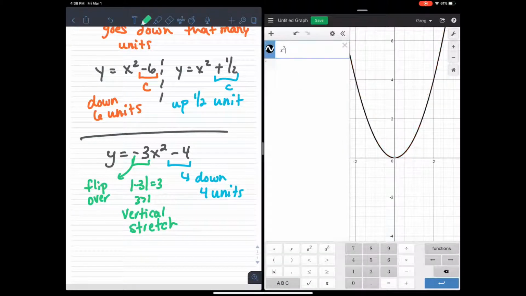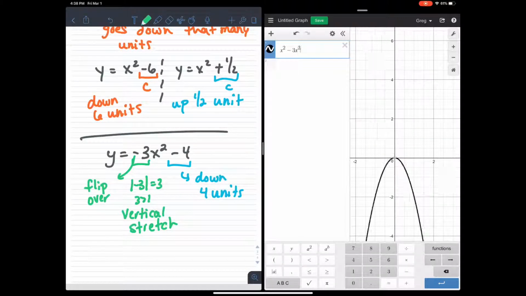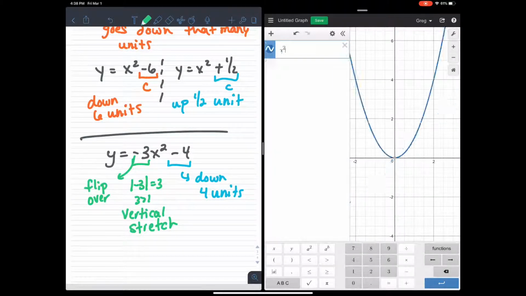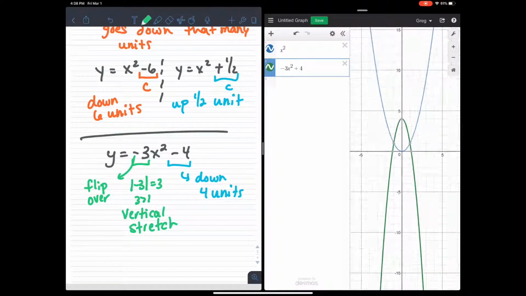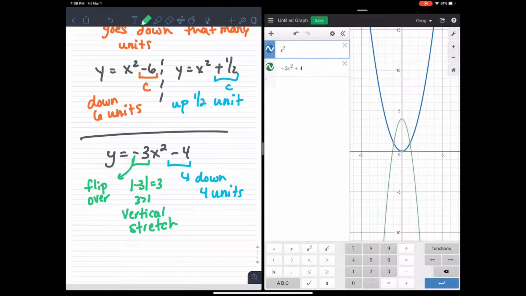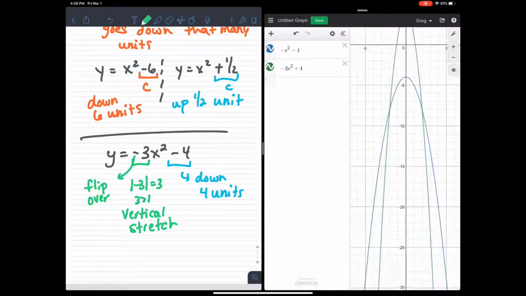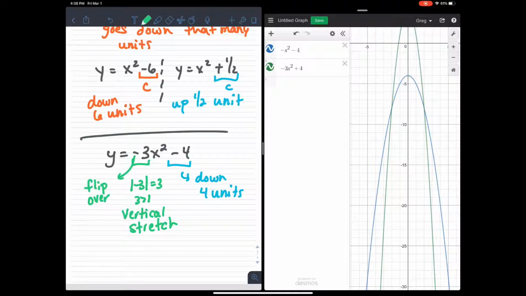So let's check that one here. Let's do negative 3x squared minus 4. Whoops. So here's our parent function, x squared, now negative 3x squared minus 4. What we can see is that it was moved down 4. It's a little bit harder to see, but it is definitely skinnier. If I flip over the parent graph and then move it down 4, just so we can compare, that green one is definitely skinnier. So we are correct.